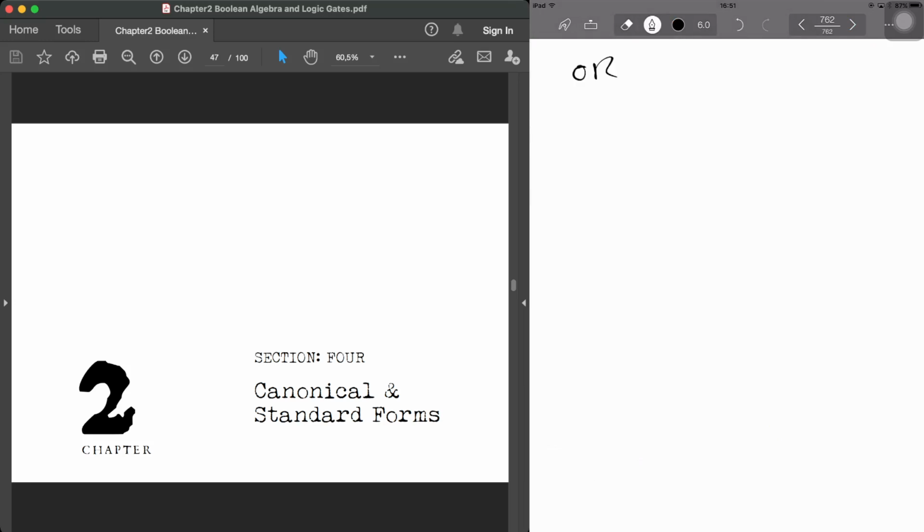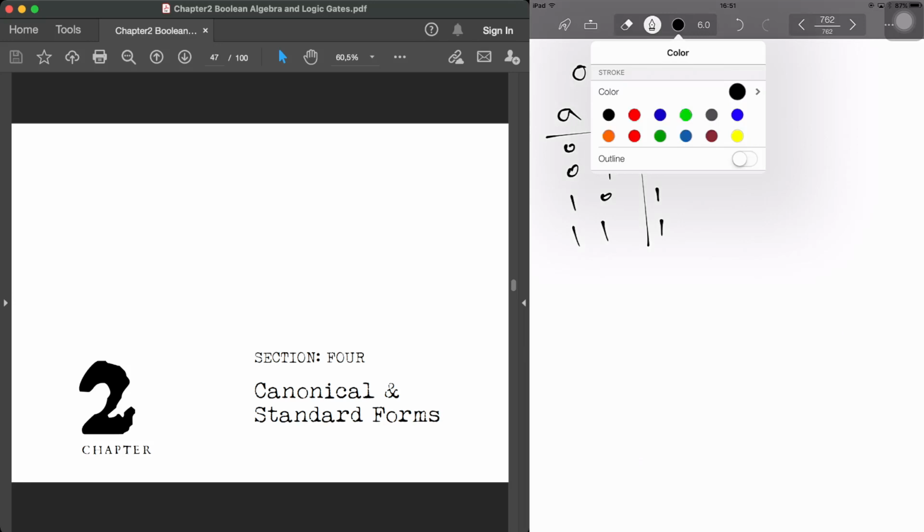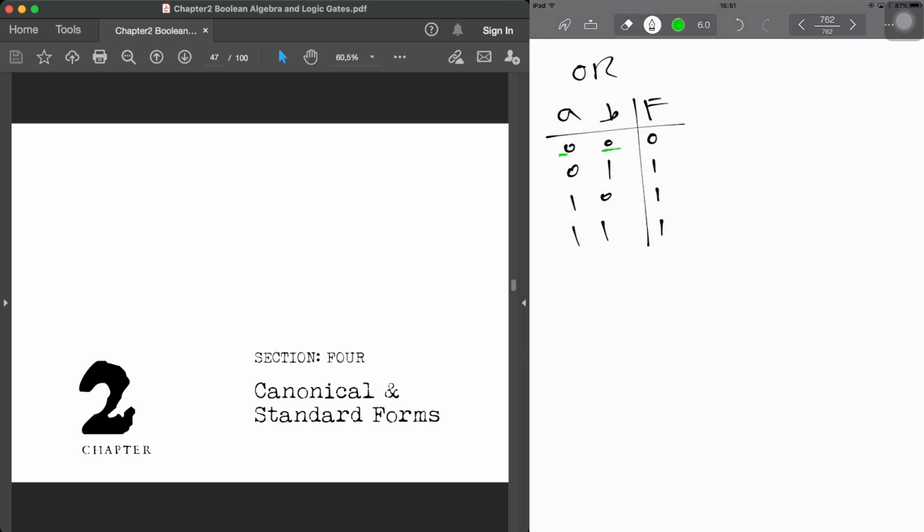And the OR function, we have got A, B, and F again. So 0, 0, 0, 1, 1, 0, 1, 1. And this is going to be 0, 1, 1, 1. Now with the OR function, I'll use a different color. Now it's just the opposite of that, which we call standard sums.